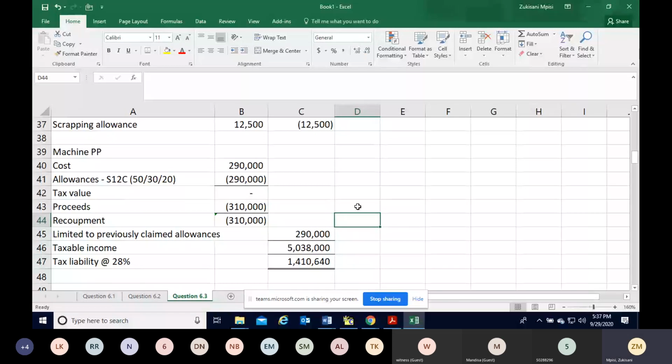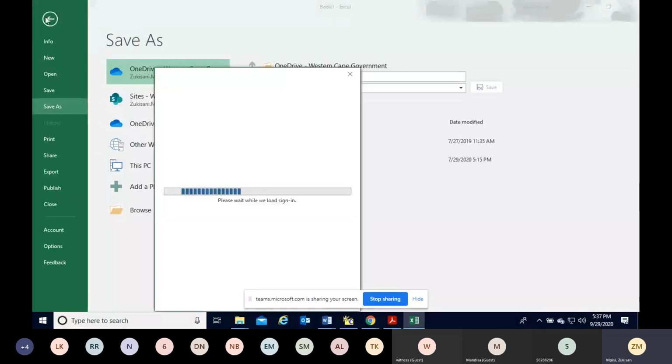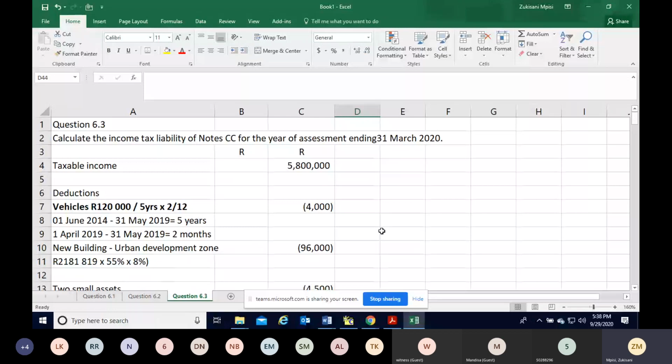Any questions on everything that we have covered today? I'm not going to cover 6.4. You should be able to cover 6.4. In terms of everything that we have covered, there is nothing new. Any questions? The difference in 6.4 is an administrative building, which is a new part, and you just apply 5% on the administrative building.